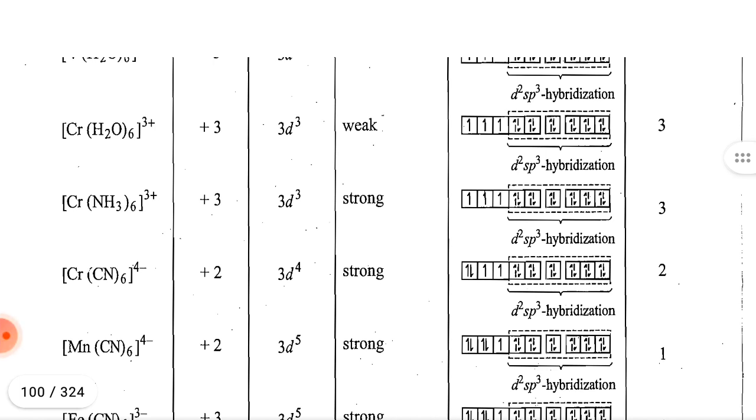Ammonia will share 12 electrons and form d2sp3 hybridization. The number of unpaired electrons will be 3. Then [Cr(CN)6]4-: the oxidation state of chromium will be +2, so the configuration of chromium will be 3d4. Cyanide is a strong field ligand, so the 3d orbital of chromium will have 4 electrons.